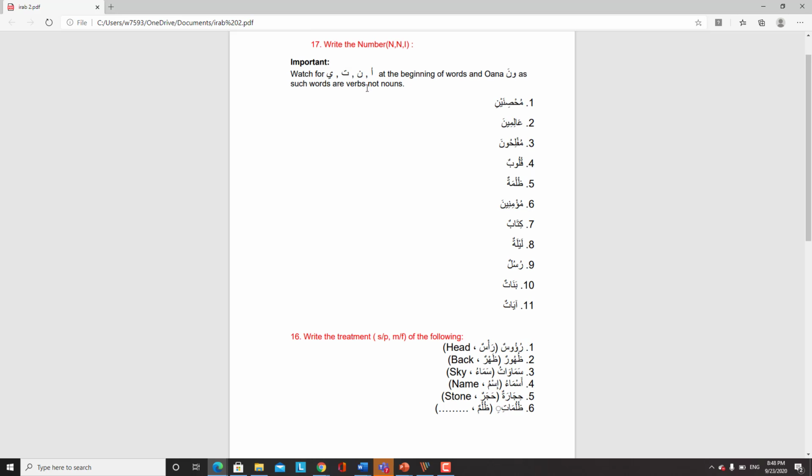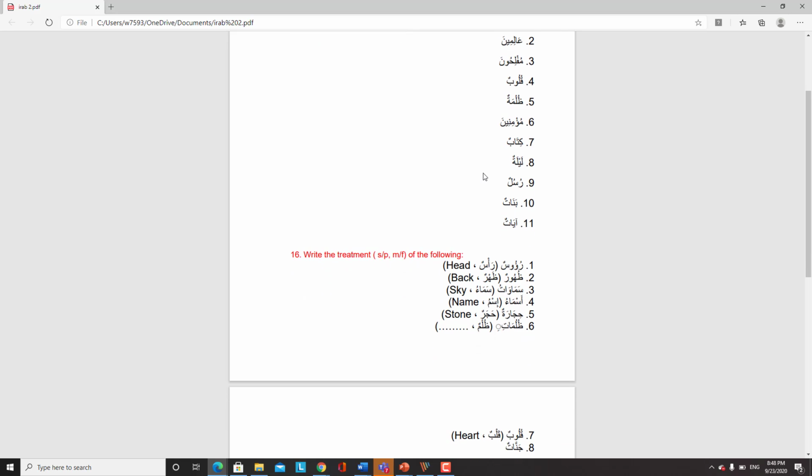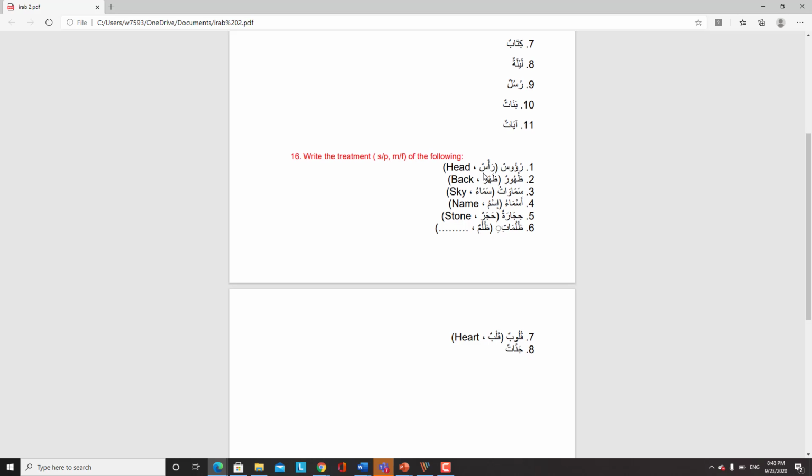And as I have already said, una ending words can also be verbs. There is one here. So for this, you can take the help of translation to determine whether the word is a verb or an ism. Okay, one more here. So one more last here.